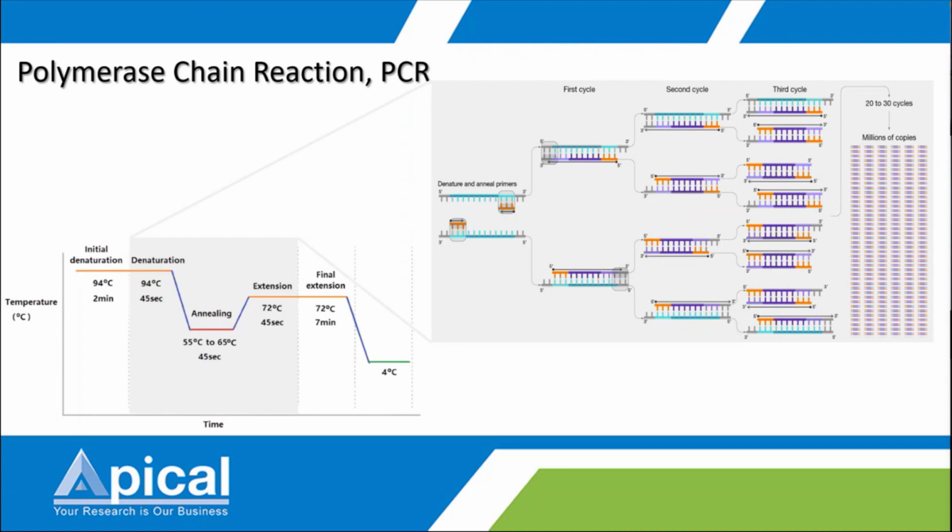And PCR has countless applications in the field, such as molecular biology and also in genetics. It can also be used in forensic medicine, agriculture, and food science. So it has many applications in many different areas.